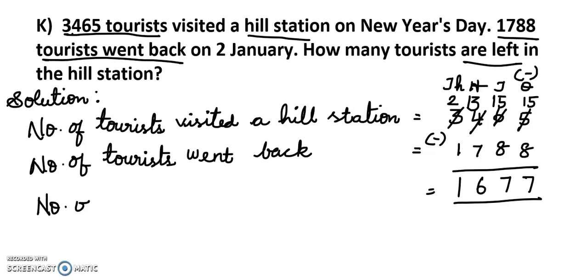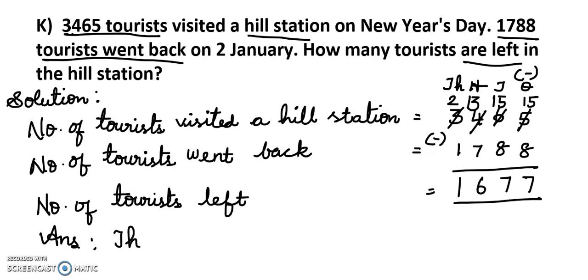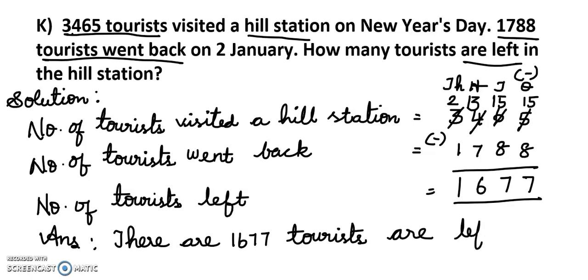So how many tourists are left? Number of tourists left equal to 1,677. So the answer: there are 1,677 tourists left in the hill station.